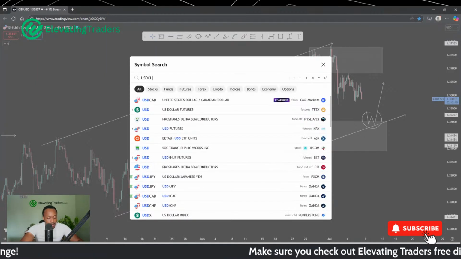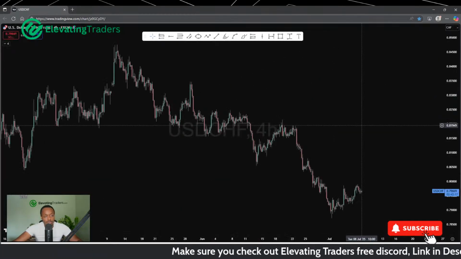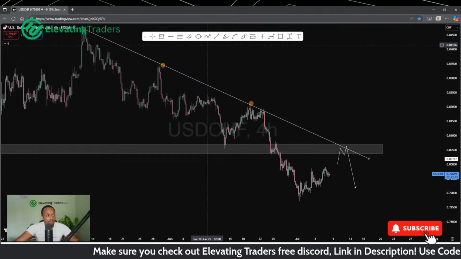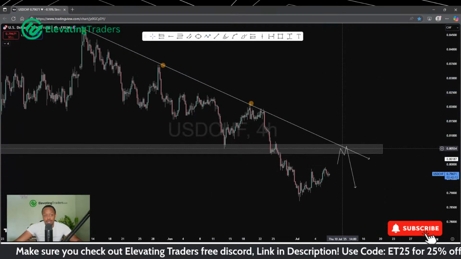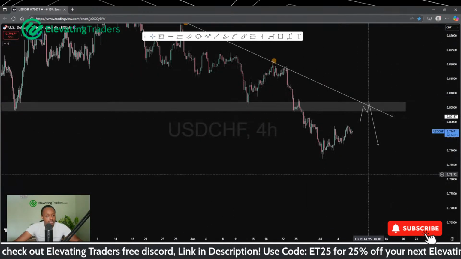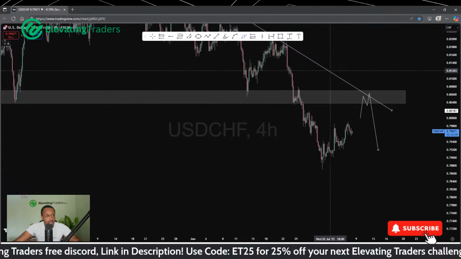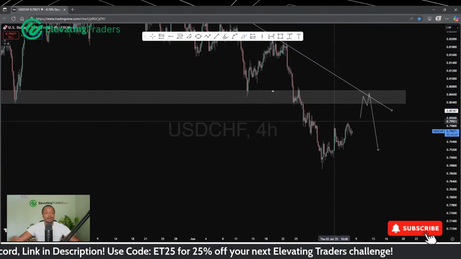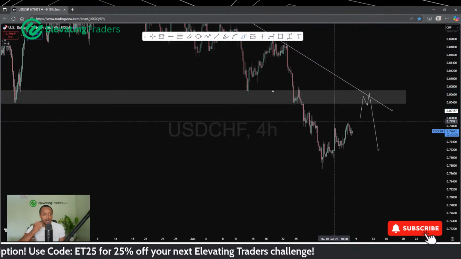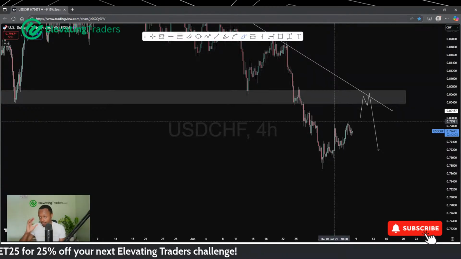Dollar CHF, same thing as well. I think the market's quite oversold or quite stretched. I think the bigger move is going to be to the upside in terms of a relief or a pullback. Yes, this looks like a nice place to short, but I'd be careful about trying to stretch the trade too far. But in terms of the area alone, I like it.